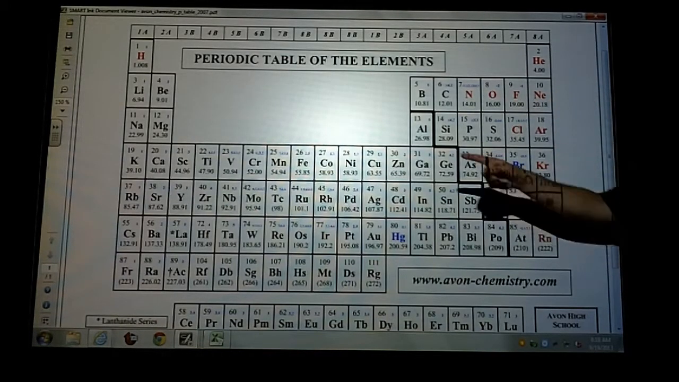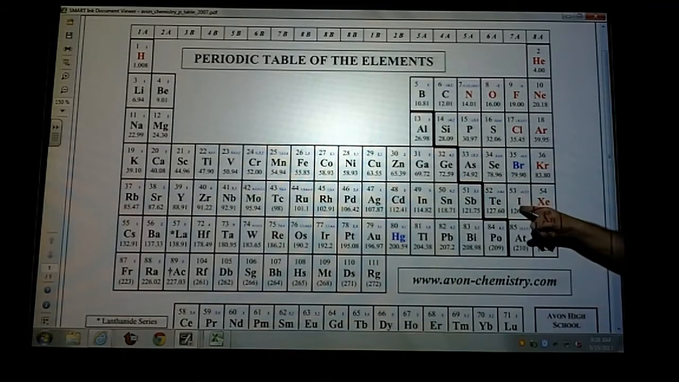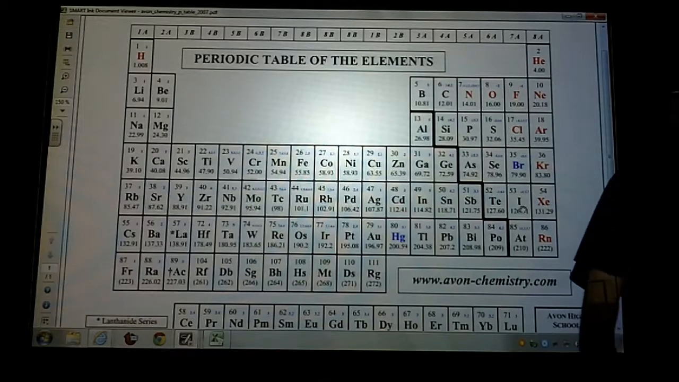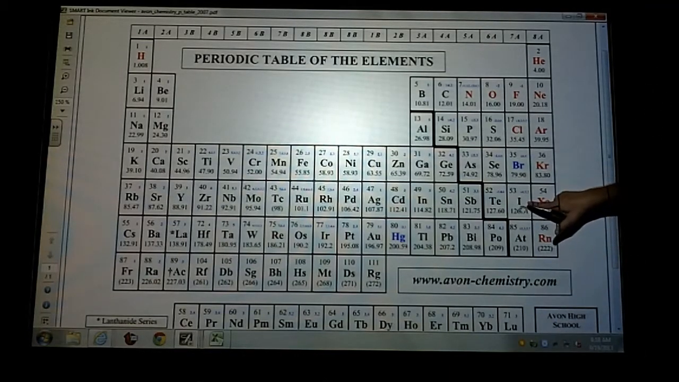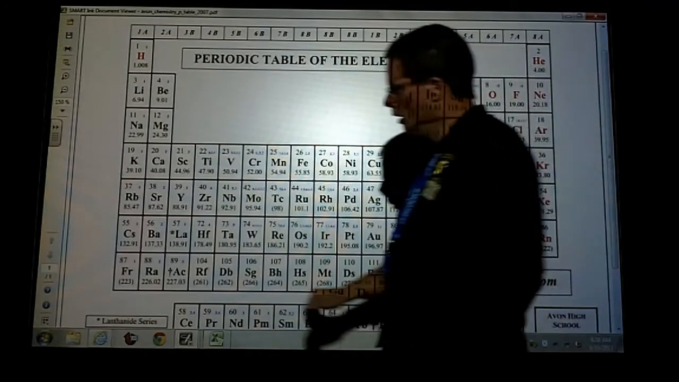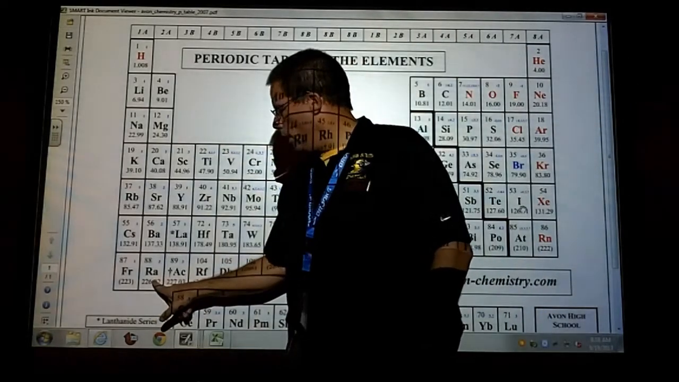Is it easier to gain 1 or lose 7? Gain 1. So what's its charge when it's a stable ion? -1. And again, ions are charges, so it's a charged particle. So in that case, if iodine has a -1 charge, how many electrons will it have? There you go. Okay. So coming over here to radium, what element number is it?